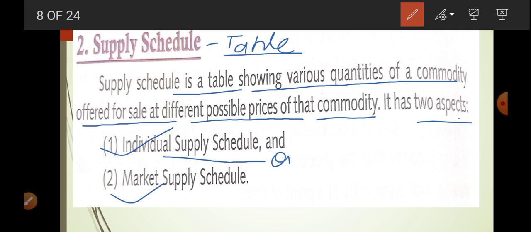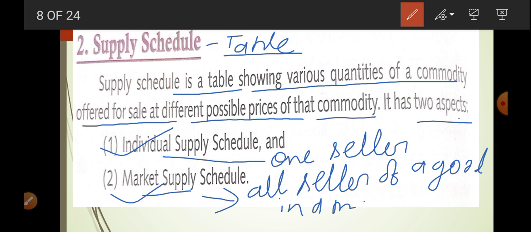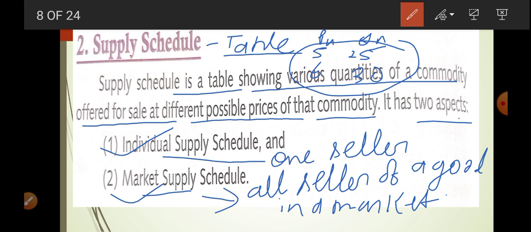Individual is related to one seller, and market is related to all sellers of a good in a market. So this is the basic difference between the individual supply schedule and the market supply schedule. Like if I write price of X, and here quantity of X, price is 5, 25 sell. If price is 6, 30 we sell. So this is your supply schedule.